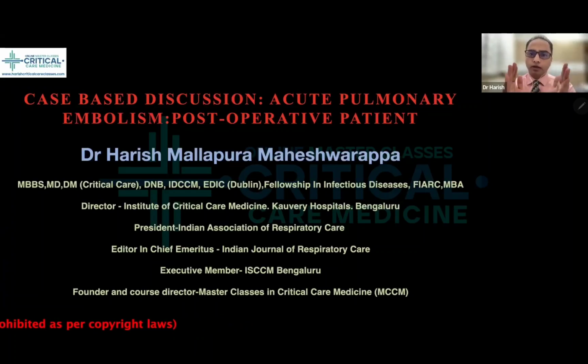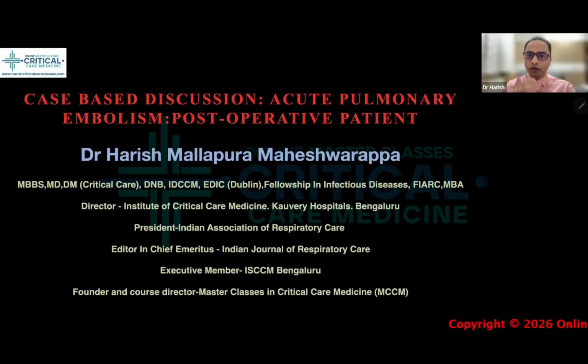Or it may be post chemotherapy, or a solid organ malignancy, which can again manifest in the ER as a pulmonary embolism case. Or it may be a post-operative patient who has gone home and came back with pulmonary embolism. So the scenario, the case, may be anything.